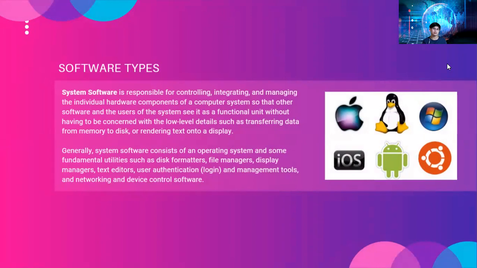Again, the system software is responsible for controlling, integrating, and managing the individual hardware components of a computer system so that other software and users of the system see it as a functional unit without having to be concerned with low-level data, such as transferring data from the memory to disk or rendering text into display. Generally, system software consists of an operating system and some fundamental utilities such as disk formatters, file managers, display managers, text editors, user authentication and management tools, and networking and device control software.